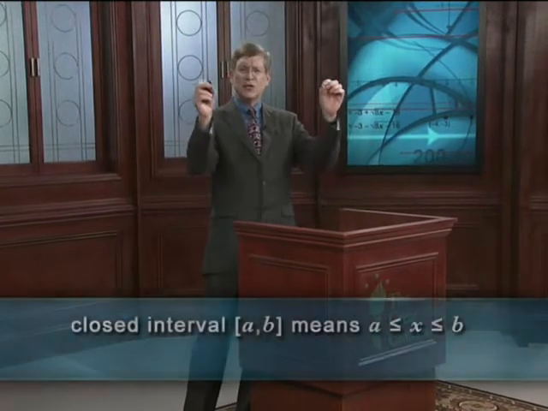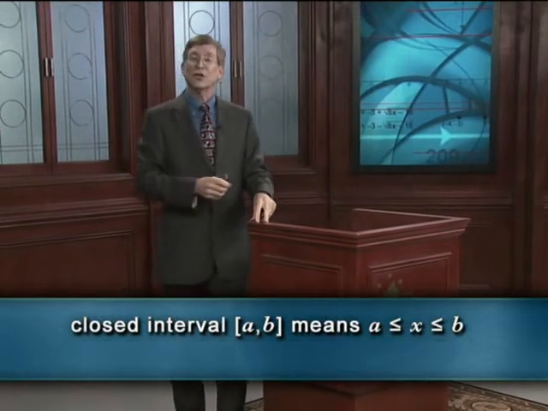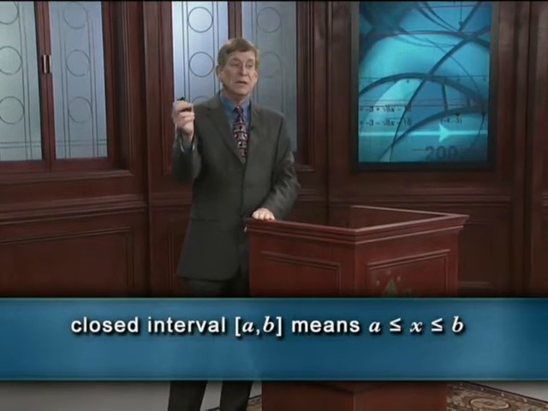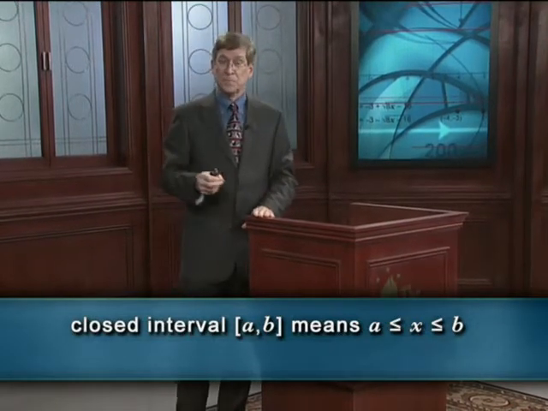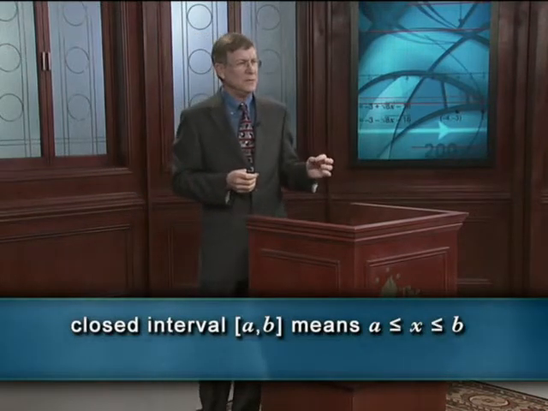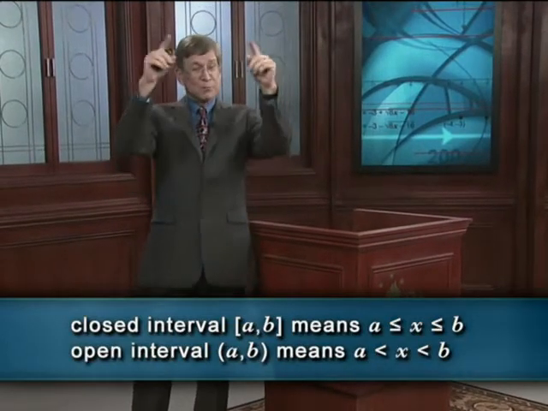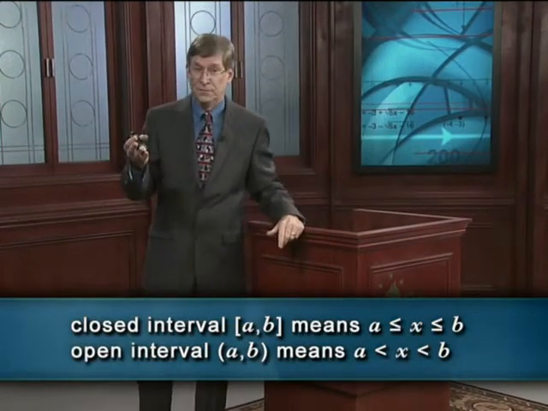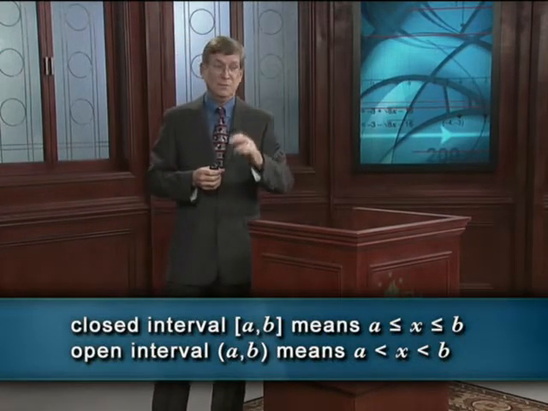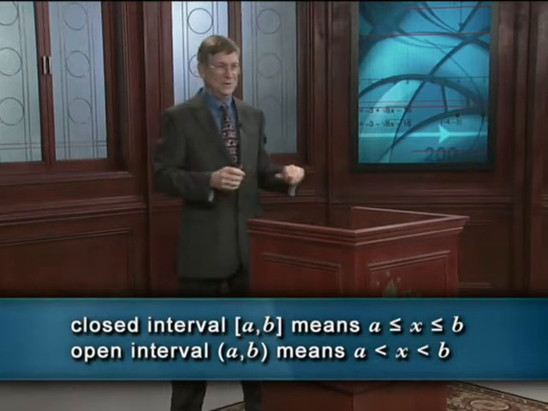For instance, the notation [a, b] with brackets around the a and the b is the closed interval a b. It's all real numbers between a and b and including a and b. And you can write it as a less than or equal to x less than or equal to b. In a similar notation, (a, b) with parentheses means the open interval. The endpoints are not included. It's a less than x less than b. All numbers between a and b, but not including the endpoints.